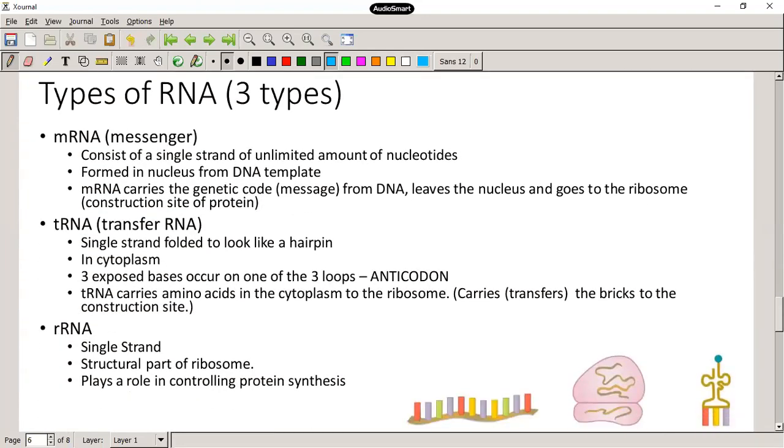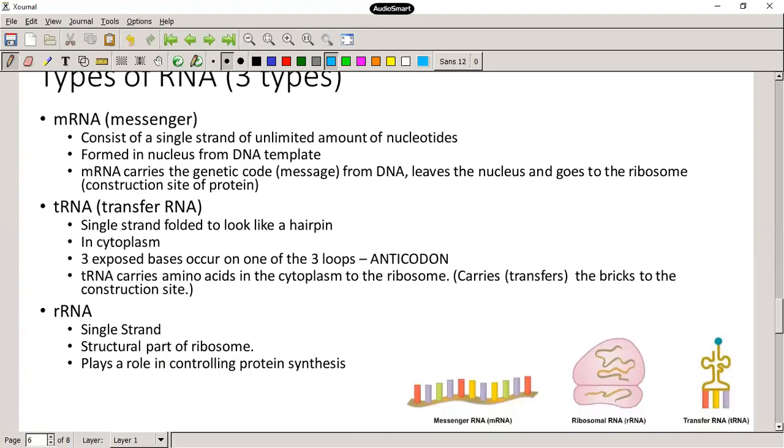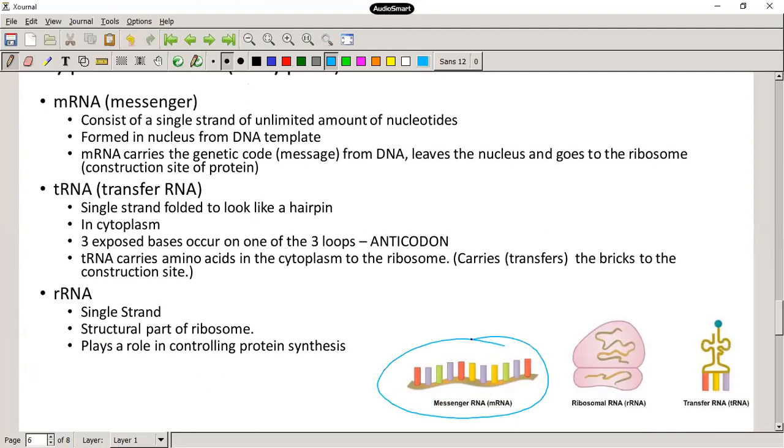Okay, types of RNA. Messenger RNA or mRNA consists of a single strand. mRNA, single strand of unlimited amount of nucleotides. It's formed in the nucleus from the DNA. It reads the DNA code and then carries that code to the ribosome. That's why we're calling it mRNA, messenger RNA. It's a messenger of the DNA code because the DNA cannot leave the nucleus. It's too big. And so the mRNA reads a part of the DNA sequence and then carries that to the ribosome where it can then help the tRNA to build up my proteins.